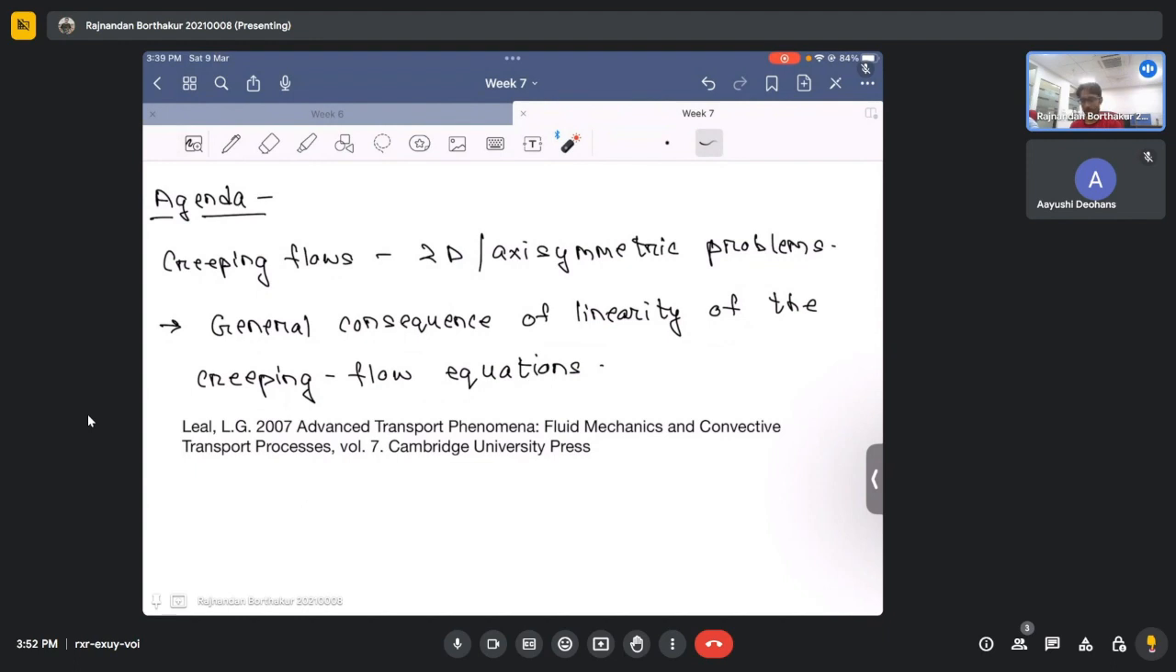So if you want to read more on this topic, you can follow this book by L.G. Leal. So Professor Leal is a professor in the University of California, I guess, at Santa Barbara. Maybe I may not be correct, but he wrote this nice book, Advanced Transport Phenomena, which is published by the Cambridge University Press. And if you want to read more on these creeping flows, you can visit chapter 7. I'll write it down here.